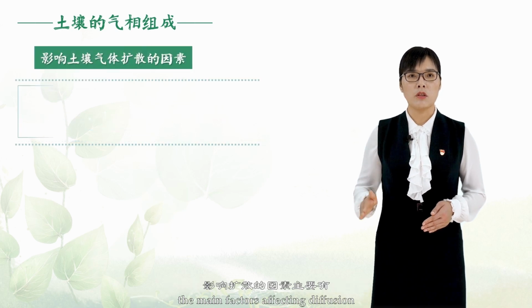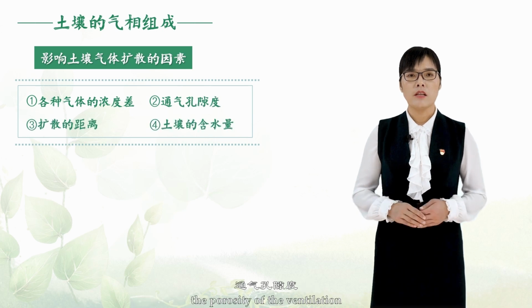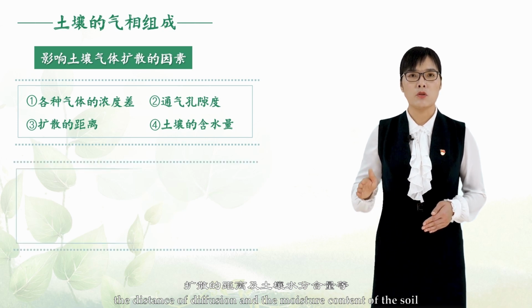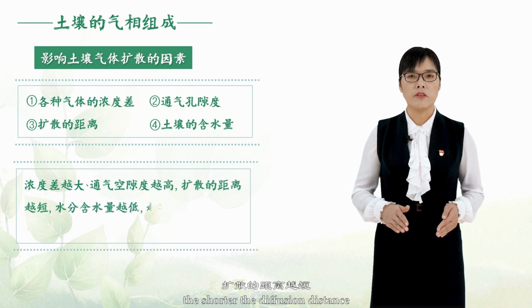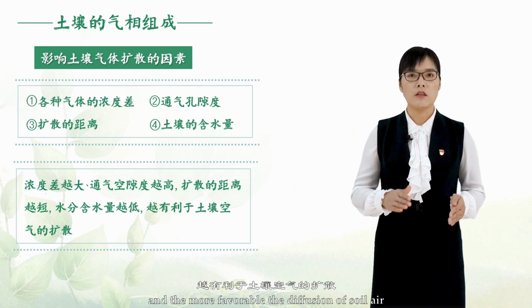The main factors affecting diffusion are the difference in concentration of the various gases, the porosity of the ventilation, the distance of diffusion, and the moisture content of the soil. The greater the concentration difference, the higher the ventilation porosity, the shorter the diffusion distance, the lower the moisture content, the more favorable the diffusion of soil air.